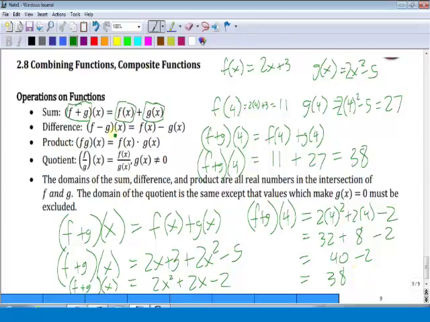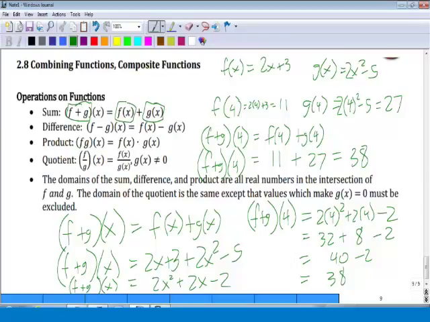Similarly, f minus g is defined by finding f of x and g of x and then subtracting. fg is defined by finding f of x and g of x and then multiplying. And f over g is defined as taking f of x and g of x, and so long as g of x is not 0, we can divide, and then we have our function.